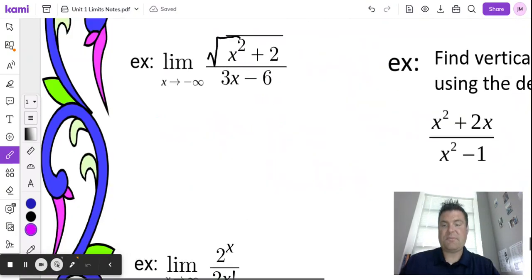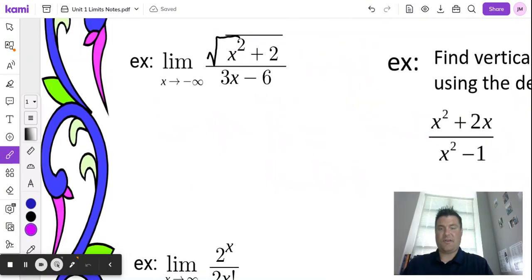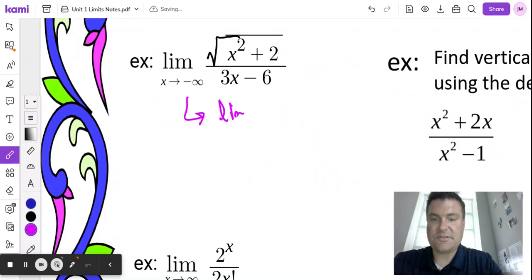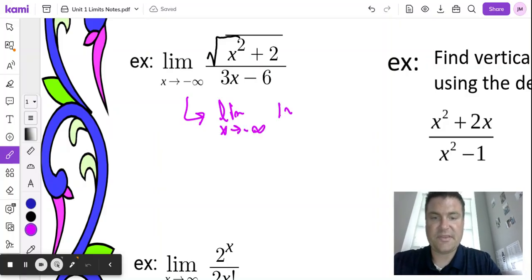Now I'm going to do the same thing here for the negative infinity. Really, I can do the exact same steps, and I can get down to this. As x approaches negative infinity, same steps, I'm going to be left with absolute value of x over 3x.